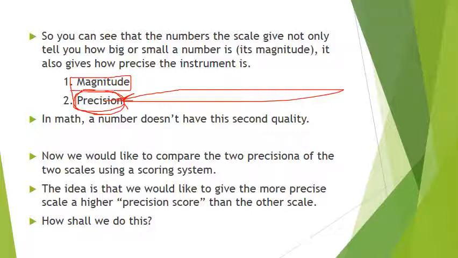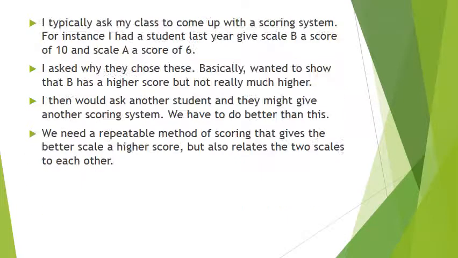Okay. Now what I would like to do is compare the precision of the two scales. What I mean by that is I would like to score the two systems. There's A and B. Is there a way that I could actually give a score to scale A in terms of precision, and a score to B? That's what we want to come up with. Like I told you, we want our number to give us that.